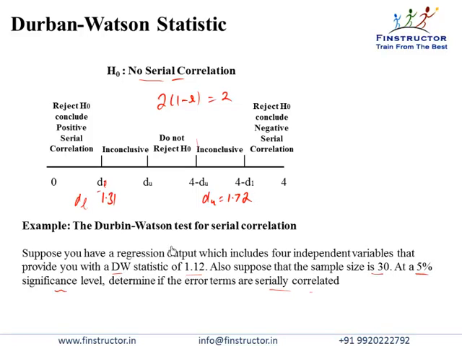So the Durbin-Watson statistic, that is 2 into 1 minus r, is calculated and given to be 1.12. So what will our conclusion be? D lower is 1.31, D upper is 1.72. Similarly, I can calculate 4 minus D upper, 4 minus D lower, and 4. But I see that the Durbin-Watson statistic of 1.12 is lesser than D lower, that is, in between 0 and D lower. Hence, I conclude that there is a problem of positive serial correlation. That is, I reject the null hypothesis that there is no serial correlation.